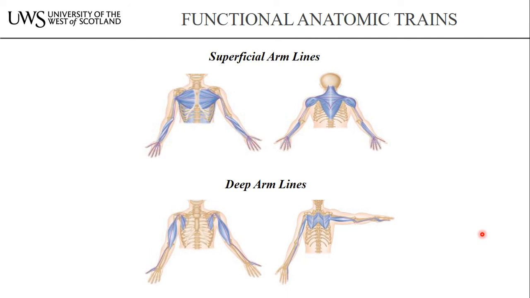rotator cuff, a combination of muscles, tendons, fascia and connective tissues, accommodating the socket of the scapular bone for connecting the head of the humerus.